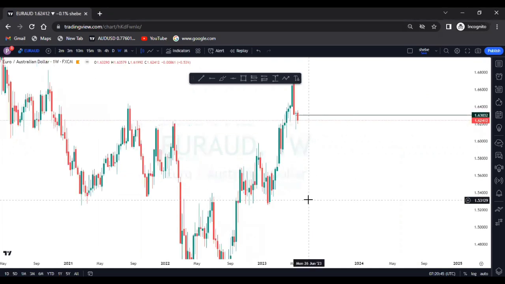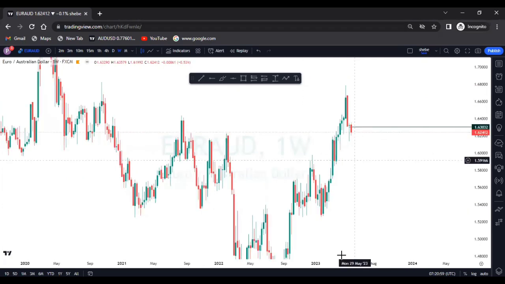As usual, during the weekend, we usually tend to analyze some pairs and see how the last week went. Also predict how the next week is going to be.